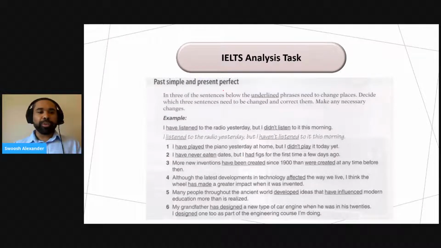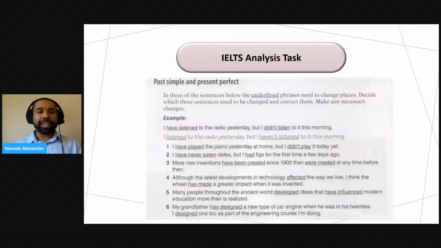We've got an example here with the first one. It states, "I've listened to the radio yesterday, but I didn't listen to it this morning." Okay, and it's identified the sentence as being incorrect and corrected it. So it should be, "I listened to the radio yesterday, but I haven't listened to it this morning."